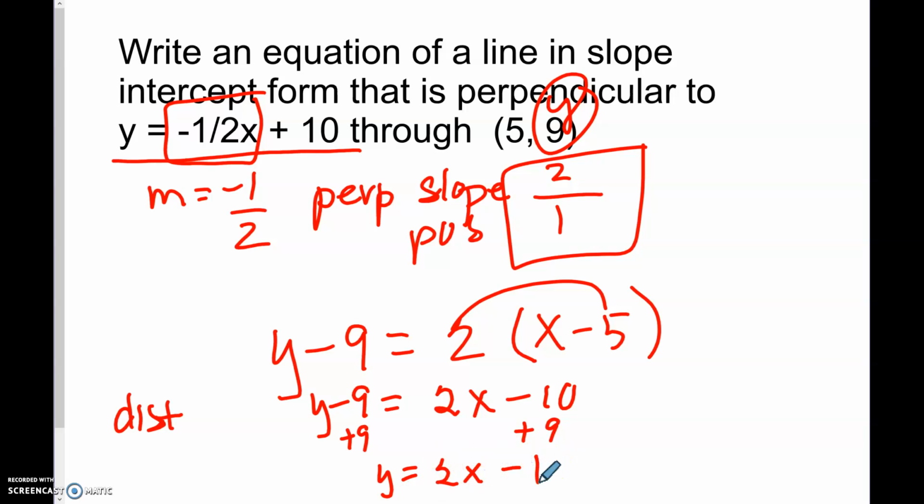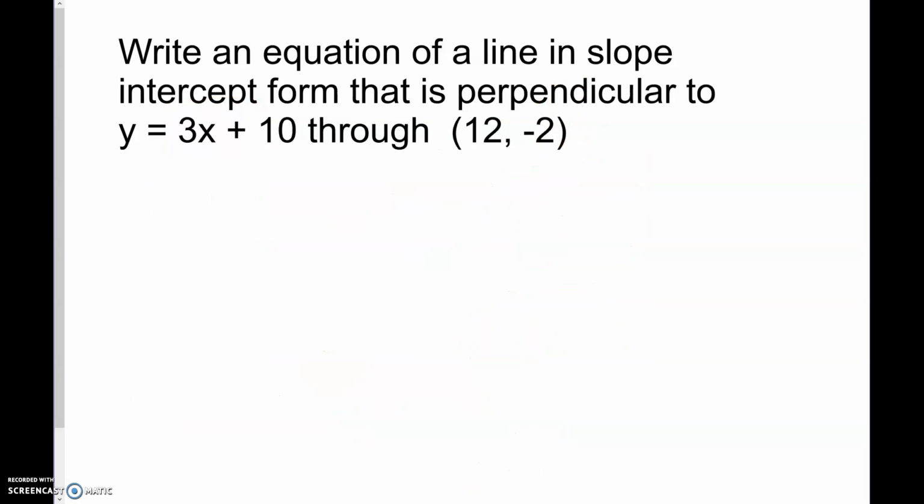Oops, I forgot to tell you to copy this down. So freeze it, stop it, copy this down. All right, so here's our new equation. y equals 2x -1. Keep copying this down, so if you need to stop the video, go ahead. All right, second one.